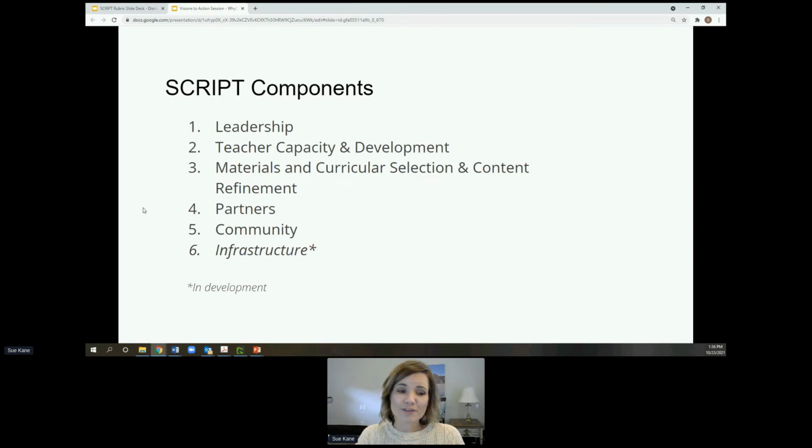There is a plan for the development of a technology or an infrastructure rubric. What types of technology do you have and what do you need to be able to teach CS education? But that rubric is not yet available. So it's not part of the current tools.